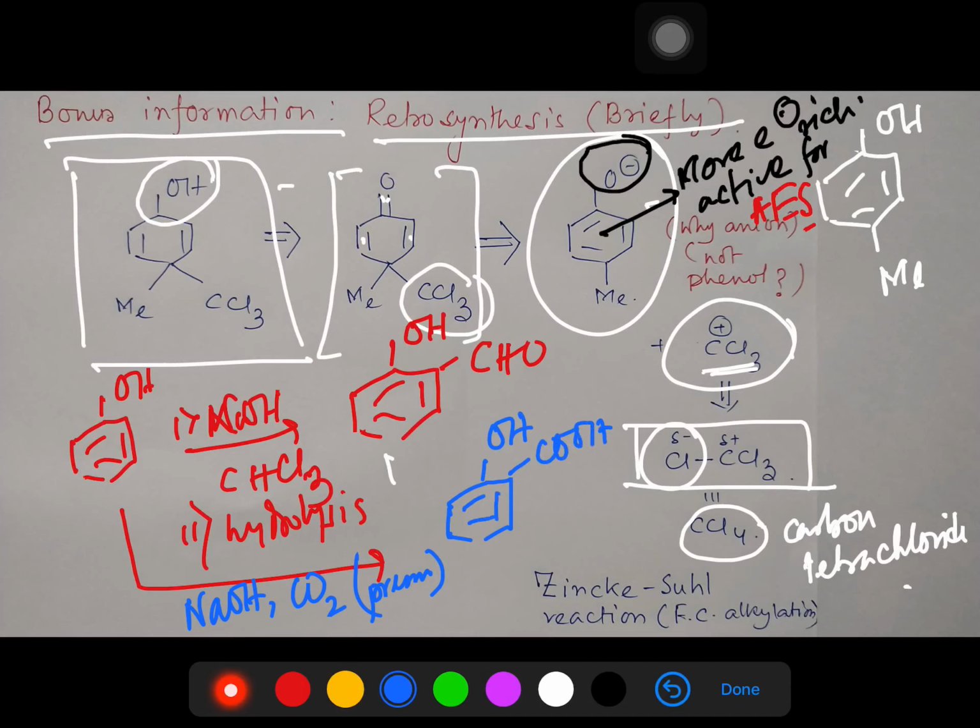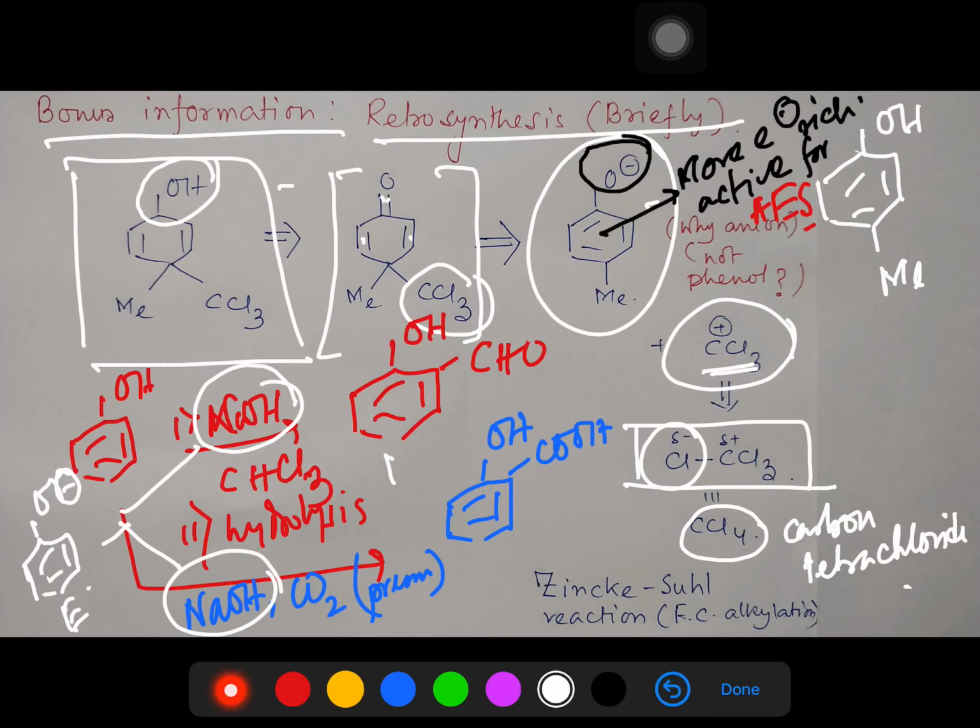So why this? The interesting point to understand is that in all these cases, the base converts phenol into phenoxide anion. That's why the reaction happens very easily, because this is electron rich, so it's a nucleophile, so it reacts better with an electrophile. So this is a better nucleophile. Fine. So this is the overall discussion.